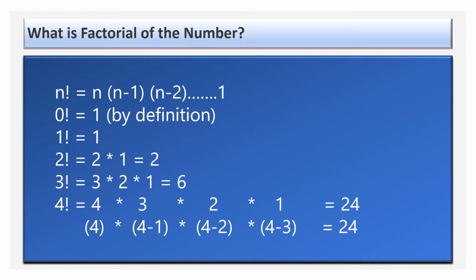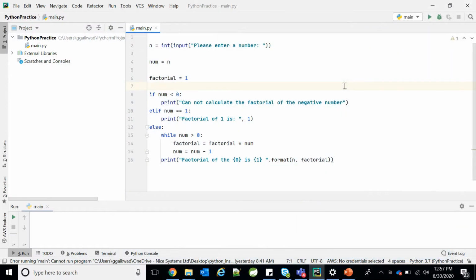Let's now understand how we can write the logic for this in a Python program I have written here. I will explain it to you line by line. This is the first line: I am taking the input from the user and converting it to integer format. Then I am taking one extra temporary variable for my logic, and a factorial variable to store the result.